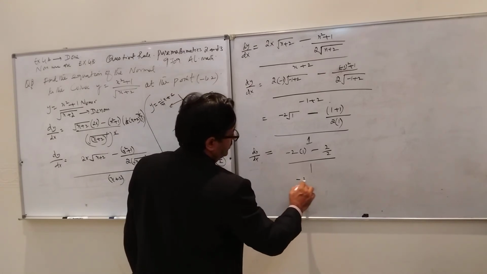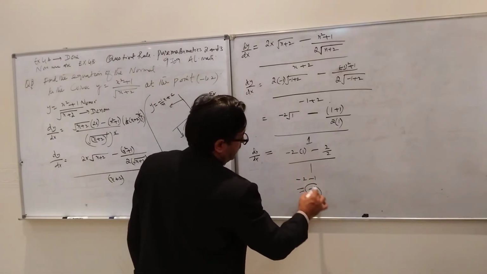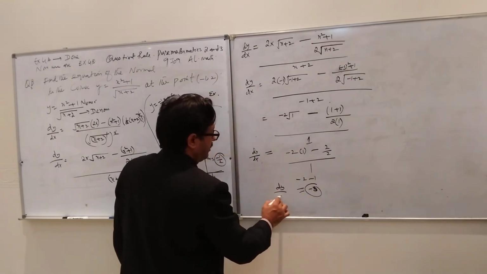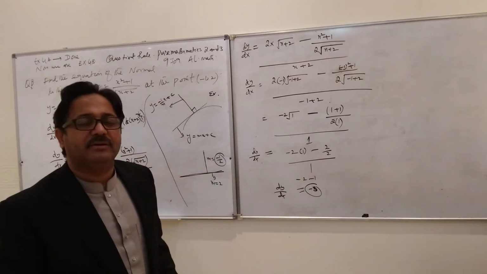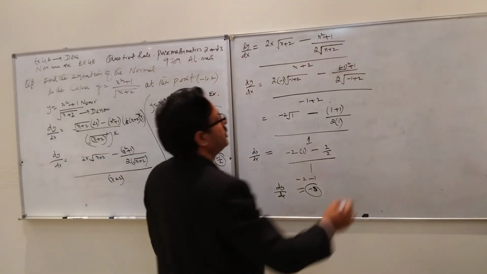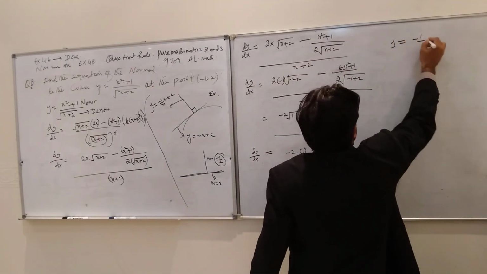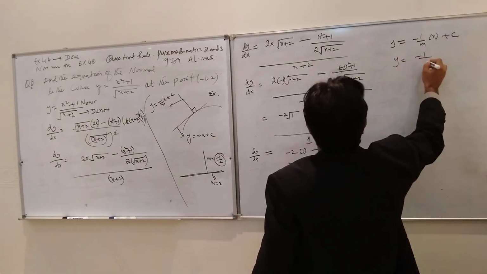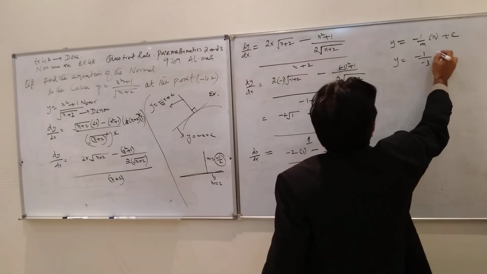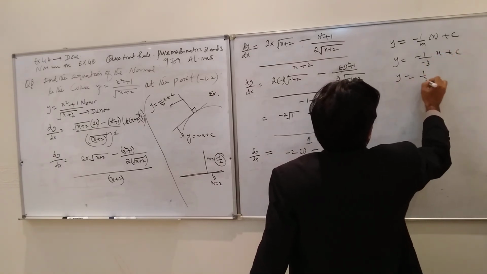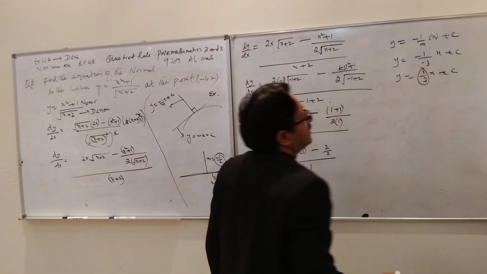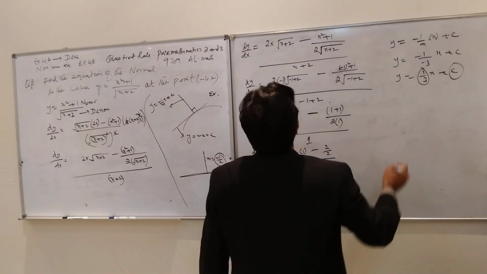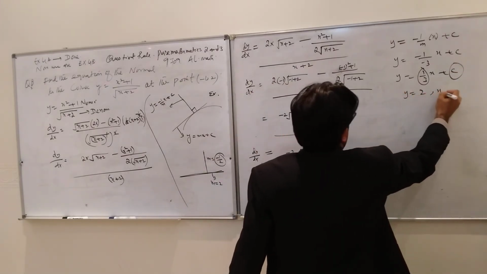So see here, minus 2 minus 1 is minus 3. That is the gradient of this thing. Now we are finding basically the normal equation, not the tangent equation. So the equation of the normal will be y = (-1/m)x + c. Now y is minus 1 over minus 3 here, x plus c. So y is 1/3 x + c. Now see here, that is the equation, but there is one problem. We don't have the value of c here. So y is 2 and x is minus 1.